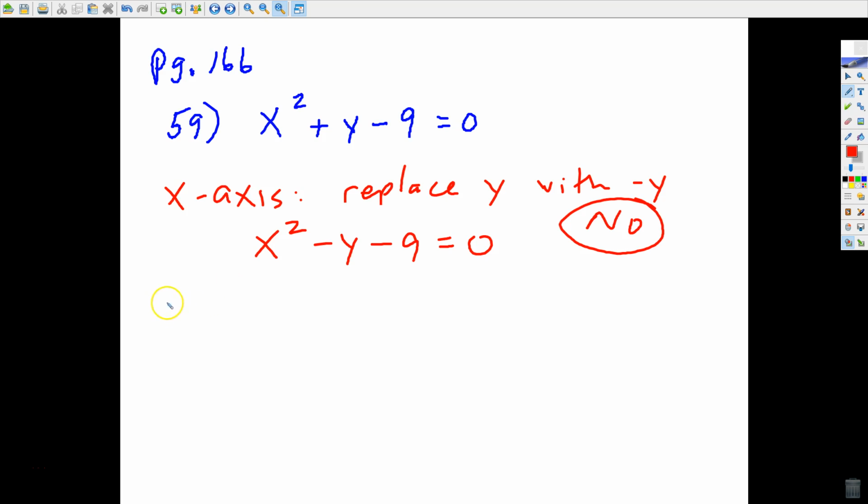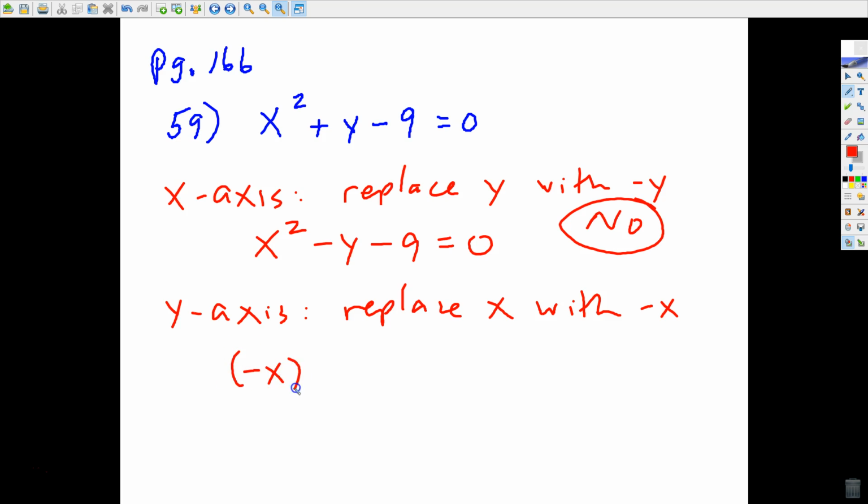So let's do the y-axis symmetry test. And this time I'm going to replace the x with negative x. Okay, what's that look like? So in place of this original blue x, I'm going to put in negative x. And when I do substitution for a particular variable, normally in cases like this, I think it's a wise move to just put it in parentheses.